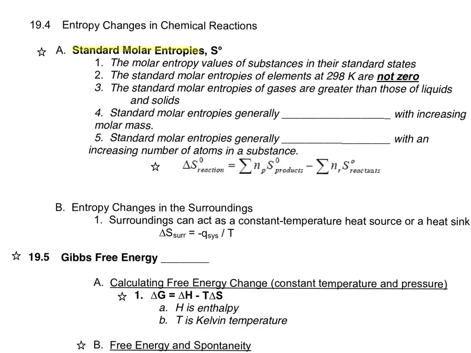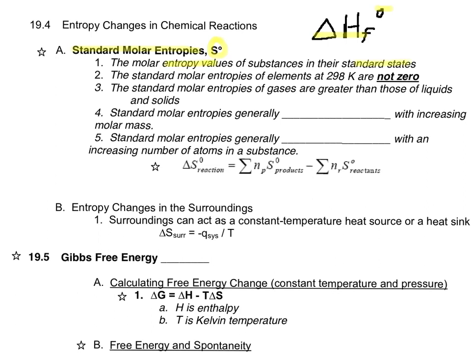Standard molar entropies, which are symbolized using this symbol right here, are kind of similar to standard molar enthalpies. The standard molar enthalpy of formation of a substance was the enthalpy change that occurred whenever a substance was formed from its elements at standard conditions, which is 25 degrees Celsius and 1 atm. It's the same sort of thing for standard entropy. It's the entropy value of a substance at standard state.